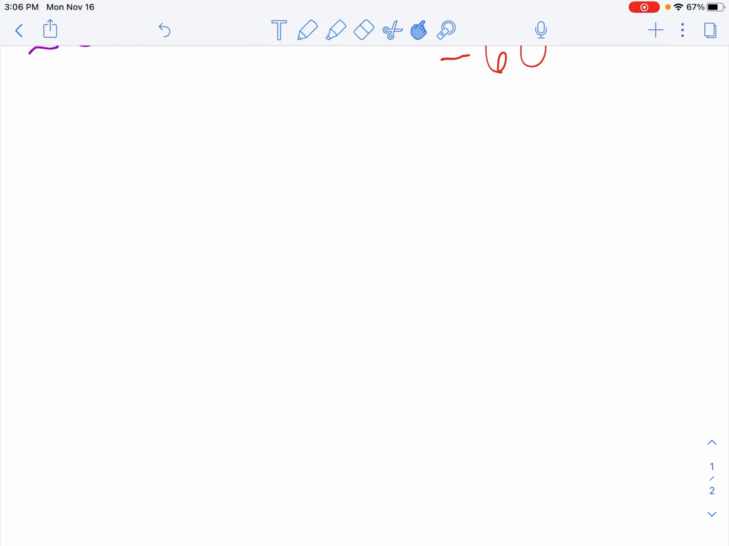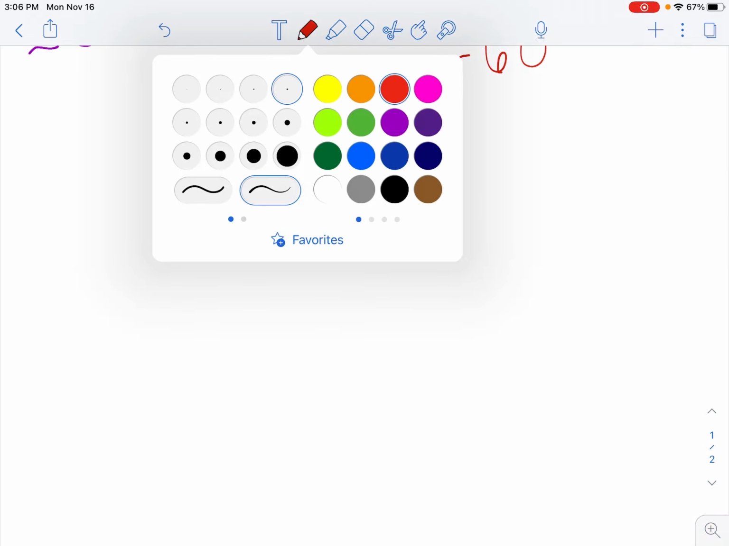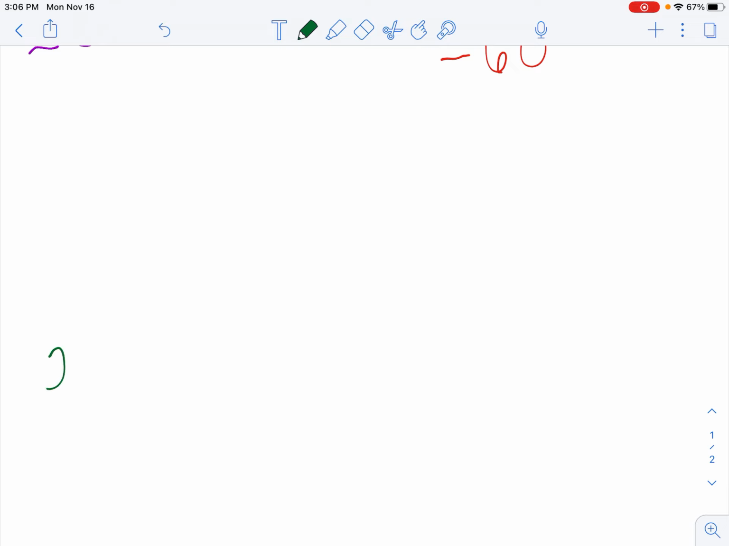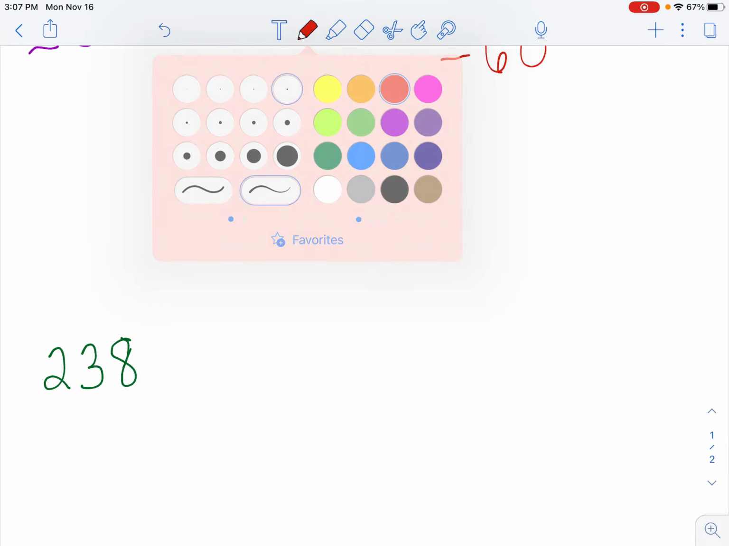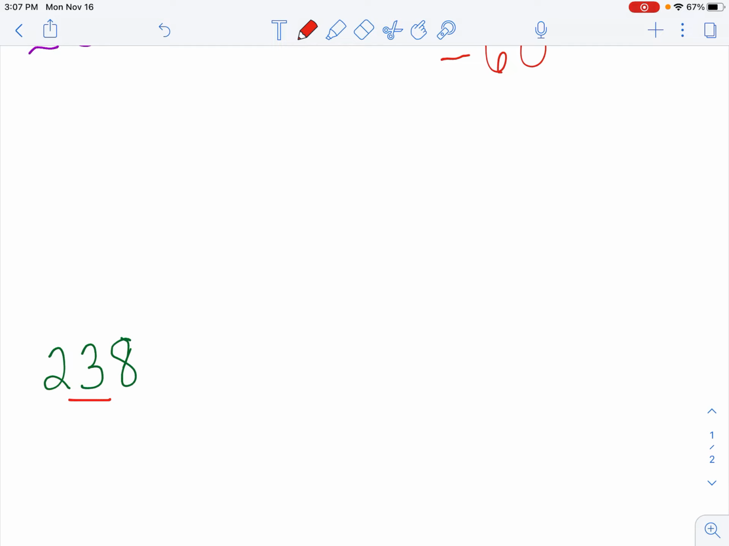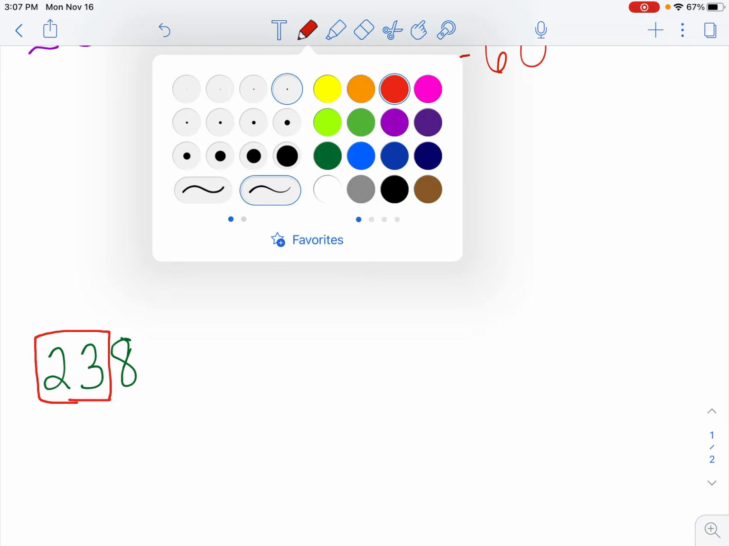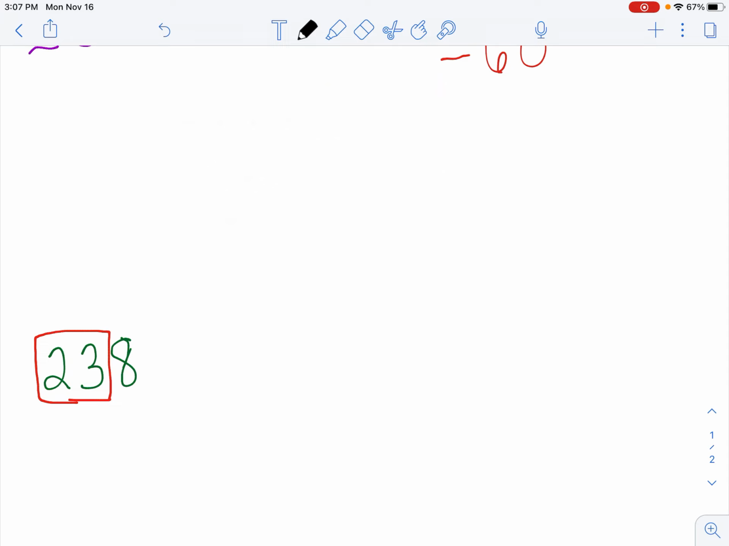But now let's say we have a number that looks like this: 238. Well, remember I told you the very first thing I want you to do is to box in. So I'm going to underline first the tens, which is the 3. And I'm going to box in anything that's in front of the 3, anything that's in front of the tens place. Now I'm going to think about my vertical number line.